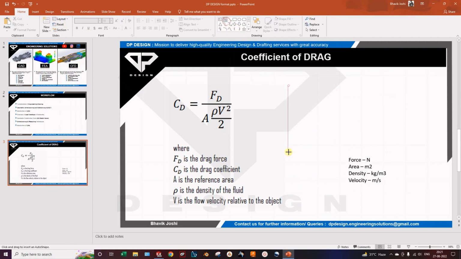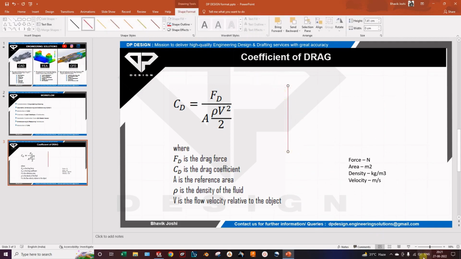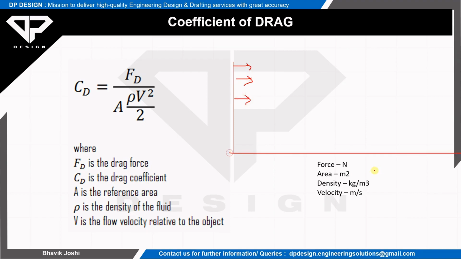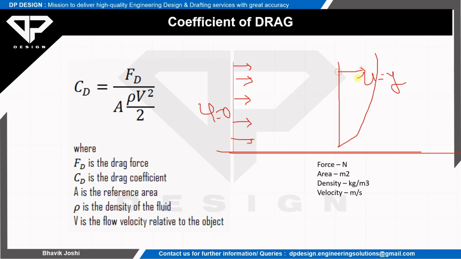If this is your flow and this is your ground, then at the wall u is equal to 0, and away from it u is equal to the free stream velocity, also known as the oncoming flow. Now it will create a boundary layer like this.